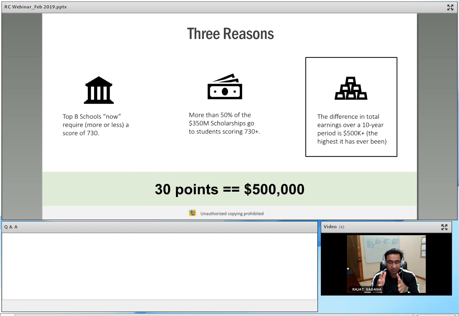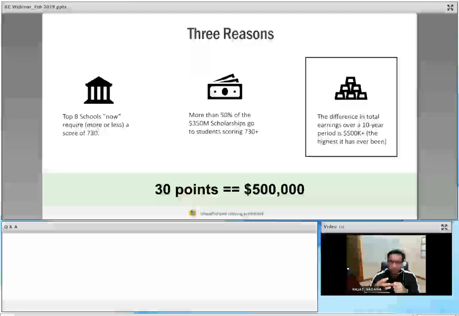But this is the third reason, probably the most important, the most ignored reason, which is when you look at the delta in total earnings. And the reason is because to really get that delta, you have to look at stats and you have to infer information, which we'll talk about in RC, by the way. But you also have to look back 10 years.